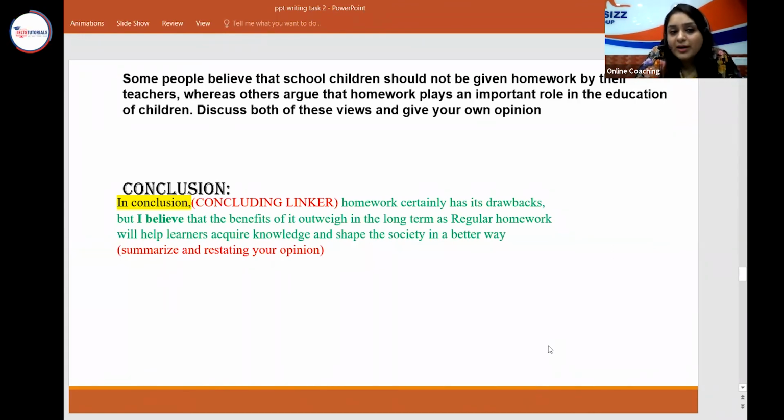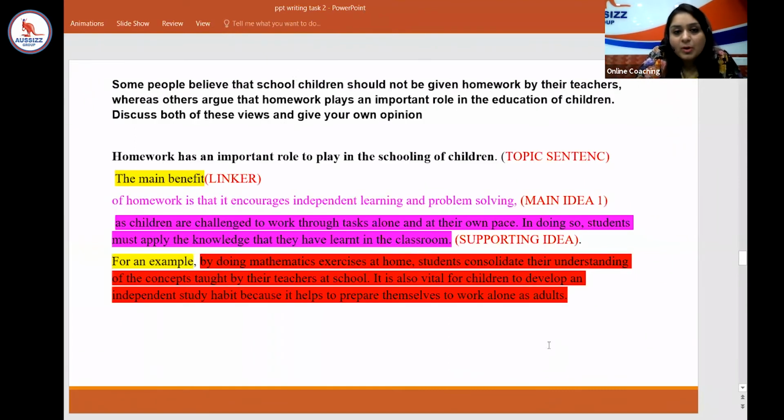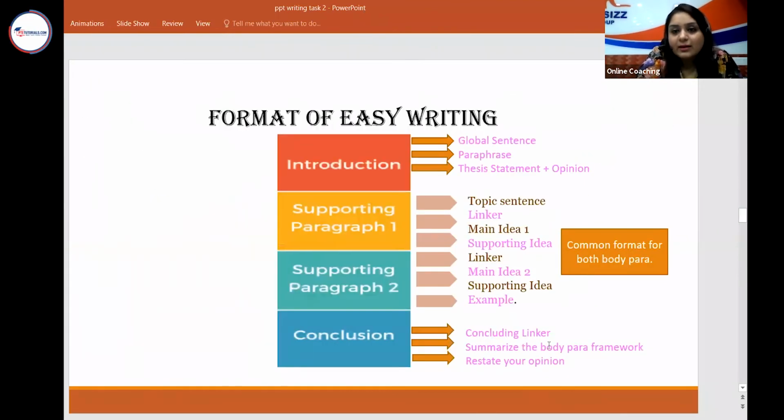Now, I hope you're getting the clear view of how to write an essay. What is the proper format? Again, you can see that global sentence, paraphrase, thesis statement, topic sentence, linker, main idea 1, supporting idea, linker, main idea 2, supporting idea, example. And conclusion, you can write concluding linker, summarizing, and restatement of your opinion.